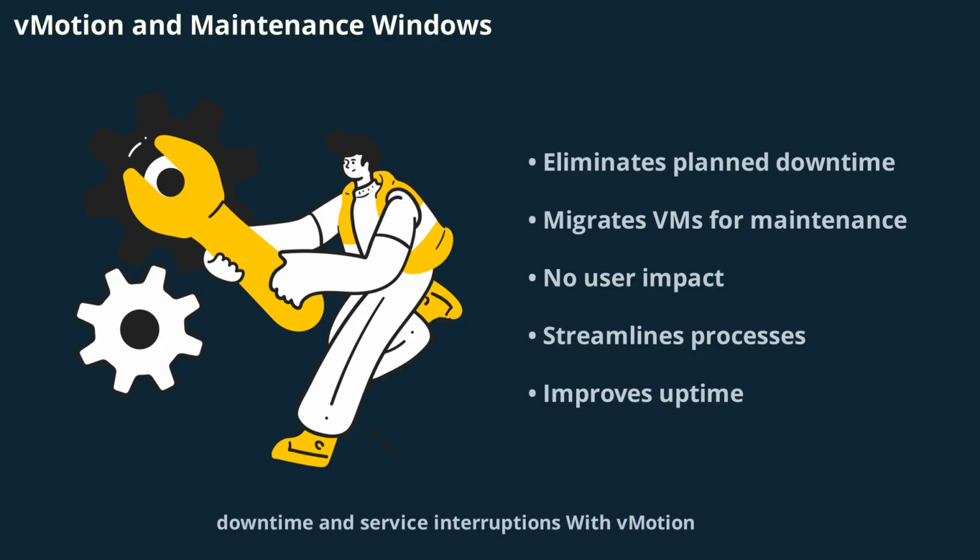Traditionally, hardware maintenance required planned downtime and service interruptions. With vMotion, administrators can migrate VMs off hosts scheduled for maintenance, perform the necessary work, and then return workloads, all without impacting users. This capability streamlines maintenance processes and improves overall system uptime.